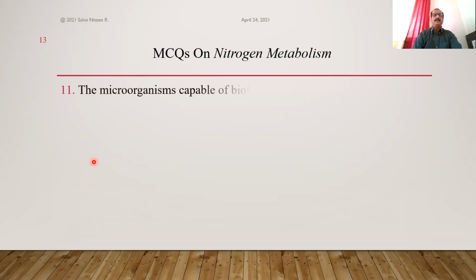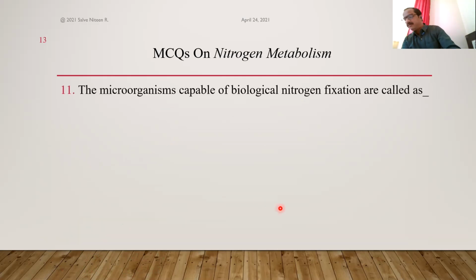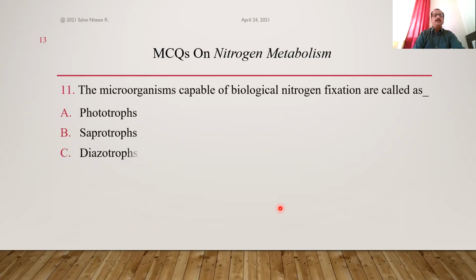The microorganisms capable of biological nitrogen fixation are called what? Autotrophs, saprotrophs, diazotrophs. Just now I told you such microorganisms are called diazotrophs. Dia means 2, azo means nitrogen, trophs means nutrition. Those microorganisms or prokaryotes whose source of nutrition is nitrogen are called diazotrophs, nitrogen fixing organisms. C is the answer.